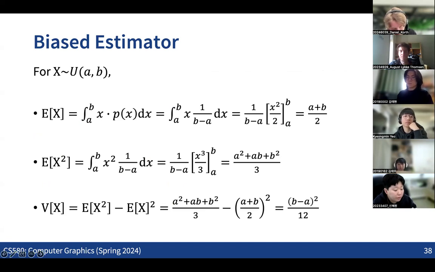Yeah, from the definitions of the expected value and the variance, you can quickly derive all of this. You can see that the mean becomes like this, and the variance becomes (b minus a) squared over 12, right?